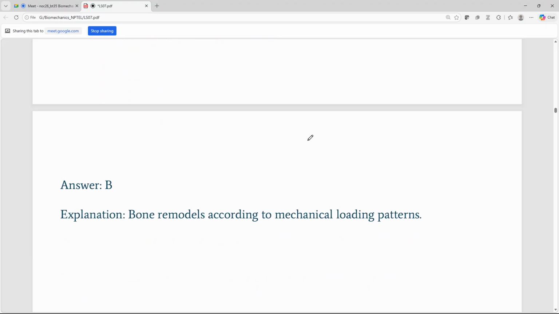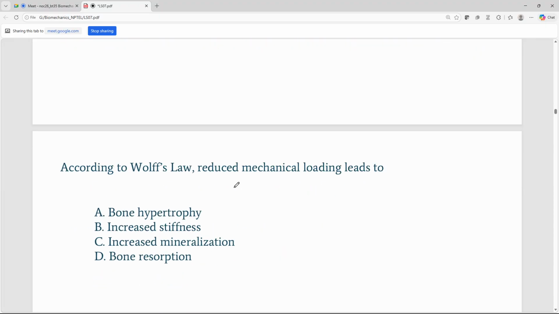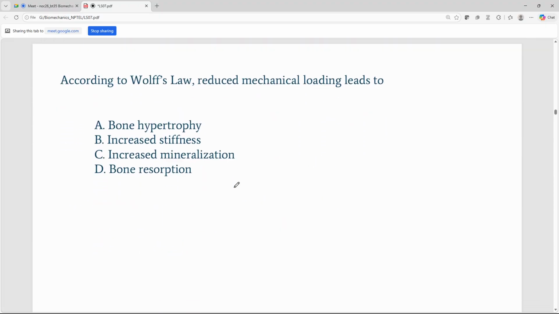So Wolff's law is one particular theory in bone formation and bone maintenance, where the theory says the bone will remodel according to the mechanical loading patterns that it is exposed to. Next question. According to Wolff's law, the reduced mechanical loading leads to which among the following?